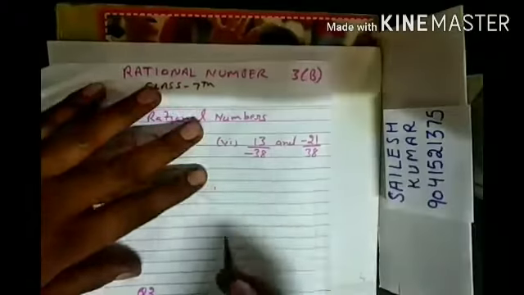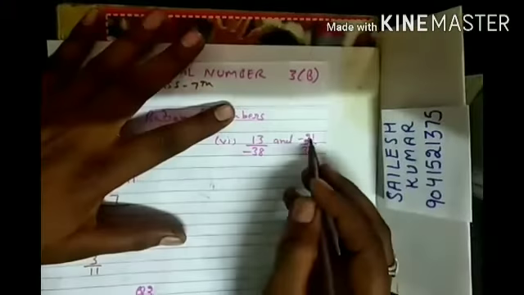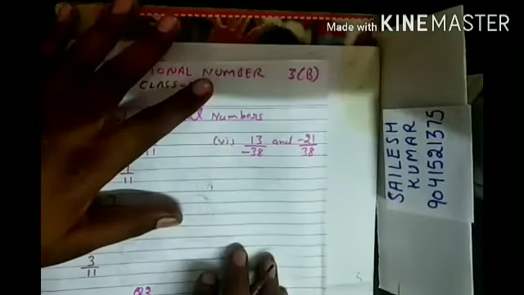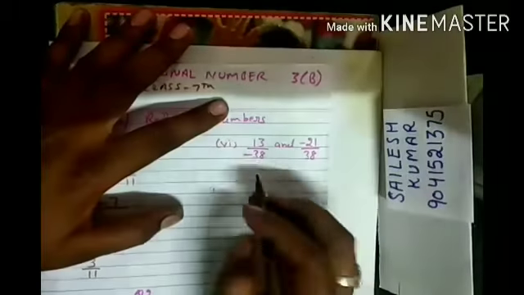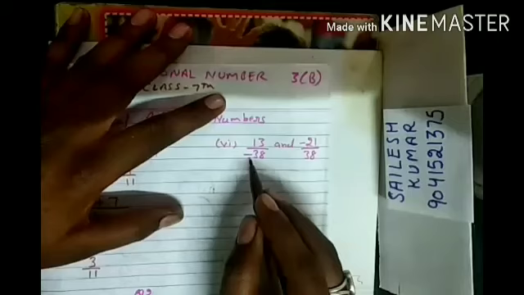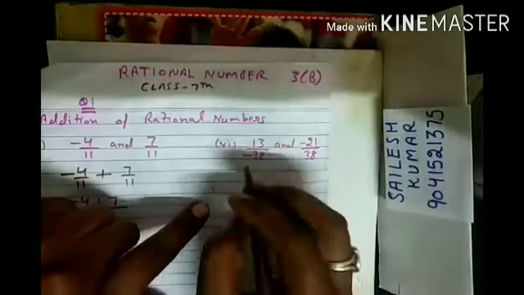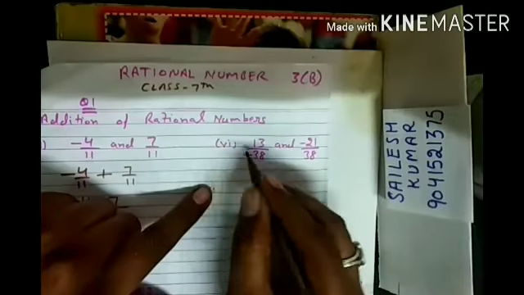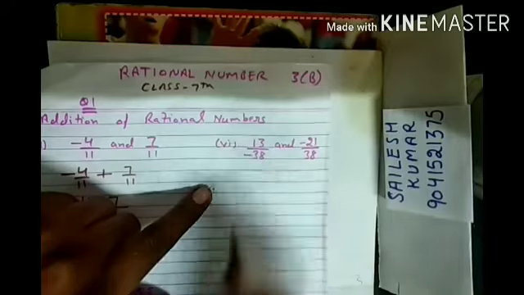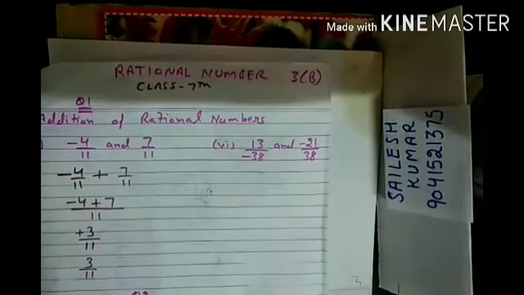Here in this part, minus 13 by 38 and minus 21 by 38. Students, first of all, you should understand that whenever there is a negative in the denominator, you will make it positive. There are two ways to make it positive. If there is one negative symbol in the rational number, then you will write it in the center. But if there are two negative symbols in the rational number, one in the numerator and one in the denominator, then you will cancel those and it will convert to a positive rational number.